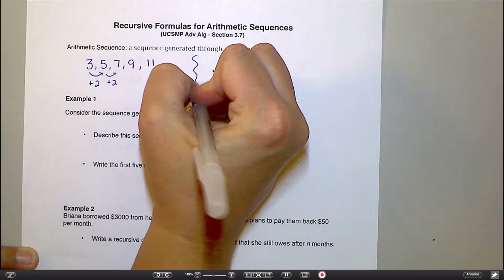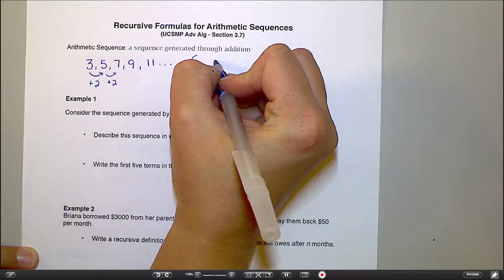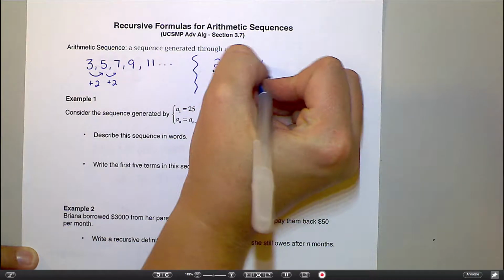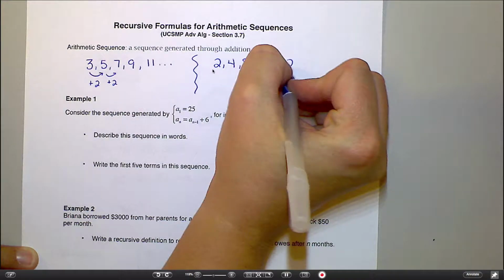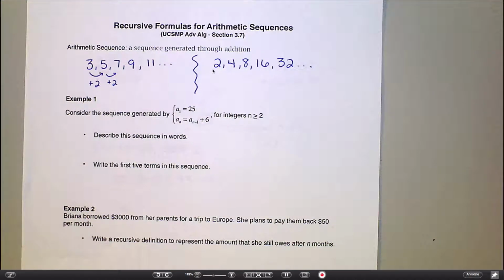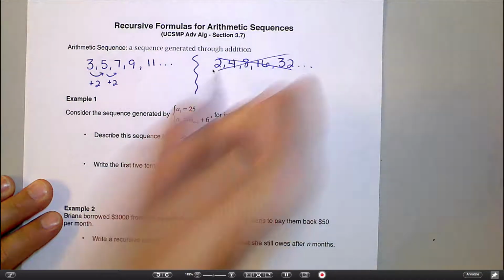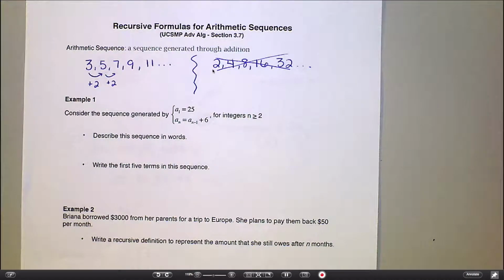Whereas if you had something like this, 2, 4, 8, 16, 32, how would you describe that sequence? Yeah, you're multiplying by 2. That is not an arithmetic sequence, okay? Because that's not growing by addition, okay?